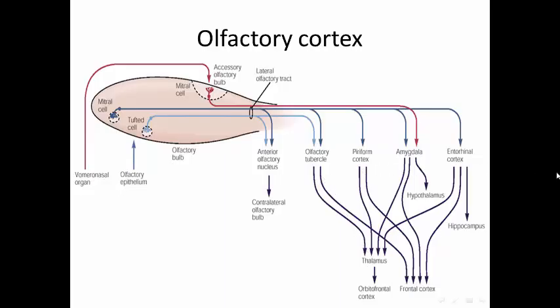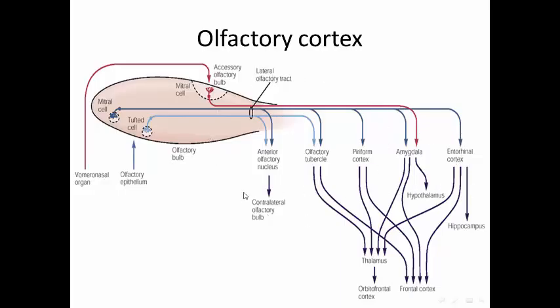Some of these nerves also move into the frontal cortex. The amygdala is important in the emotional part of smell, like being sad or happy when you smell a certain odor.